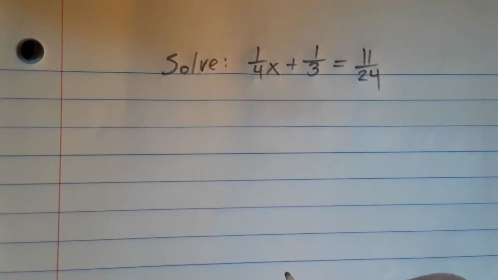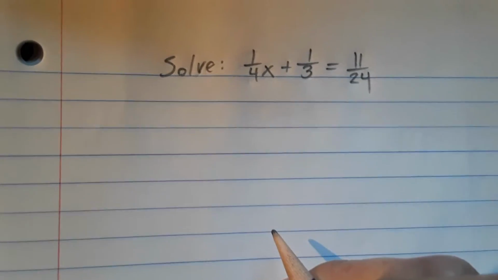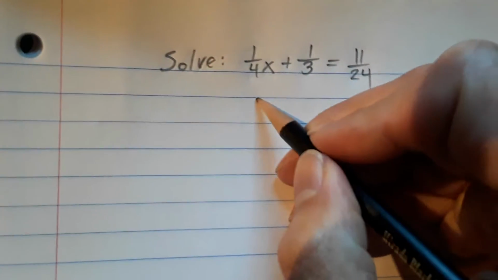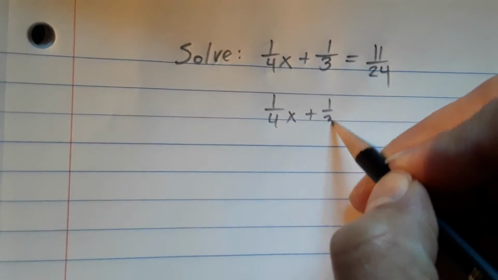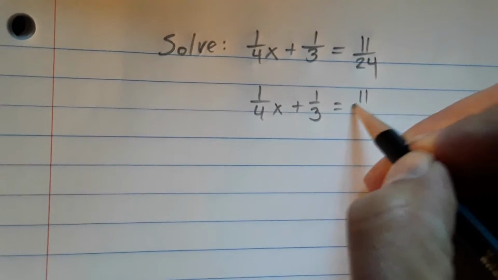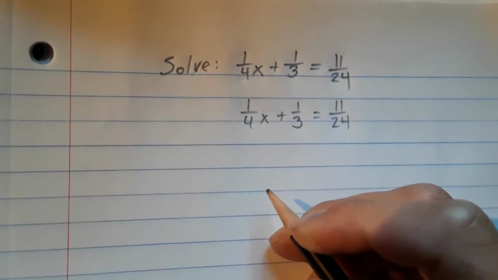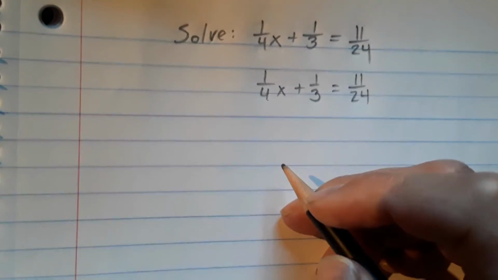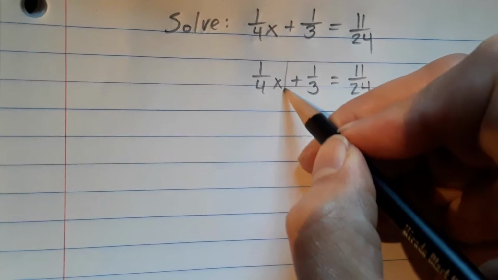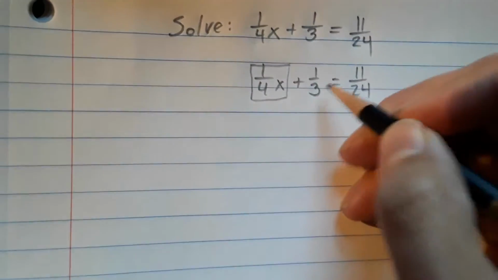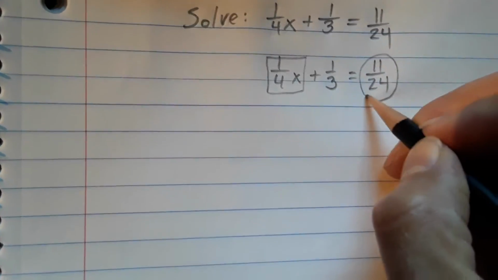Alright guys, here we're going to try and solve the problem 1/4 x plus 1/3 equals 11/24. I'm going to start by just recopying the problem. And you'll notice here we've got a situation where we have our x term plus a constant. I'm going to put a box here around my x term, equaling, over on the right, a constant. And I'm going to circle that.